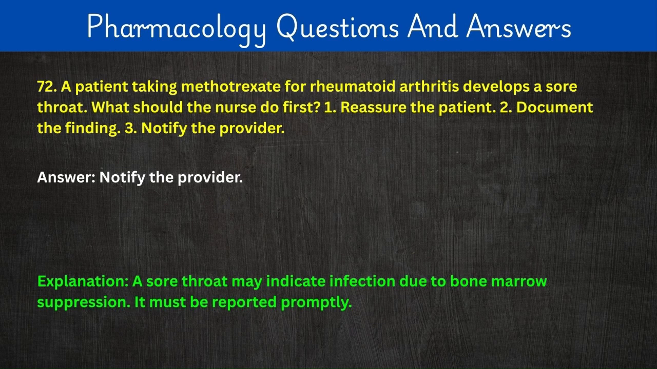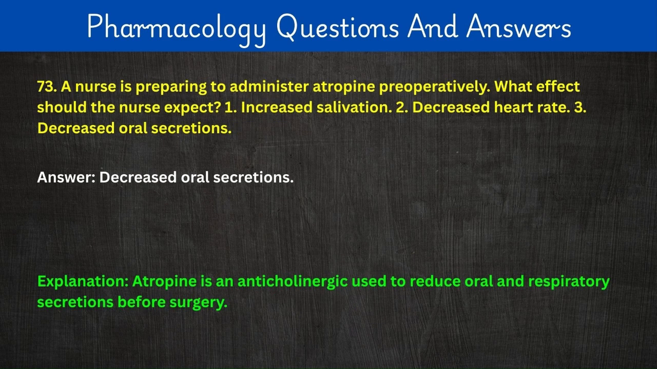Explanation. A sore throat may indicate infection due to bone marrow suppression. It must be reported promptly. 73. A nurse is preparing to administer atropine preoperatively. What effect should the nurse expect? 1. Increased salivation. 2. Decreased heart rate. 3. Decreased oral secretions. Answer: decreased oral secretions. Explanation: atropine is an anticholinergic used to reduce oral and respiratory secretions before surgery.